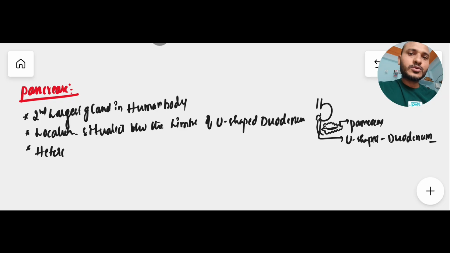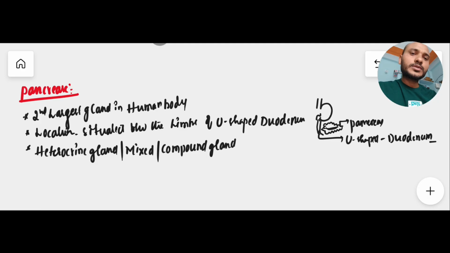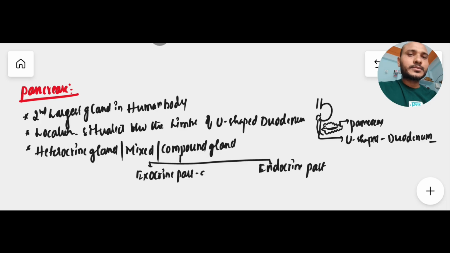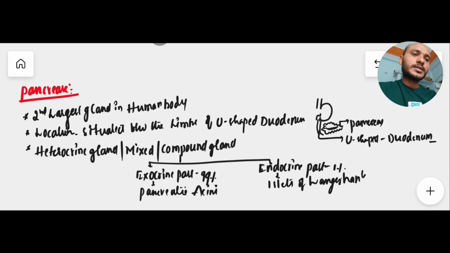The pancreas is a heterocrine gland, also called a mixed gland or compound gland, because it contains two parts: the exocrine part and the endocrine part. 99% of the pancreas is the exocrine part, and only 1% of pancreatic tissue is the endocrine part. The exocrine part is also known as pancreatic acini, and the endocrine part is known as the islets of Langerhans. The exocrine part secretes pancreatic juice, and the islets of Langerhans secrete hormones.